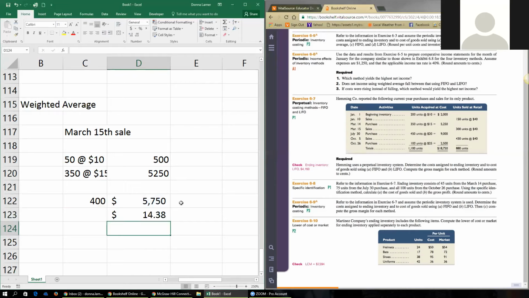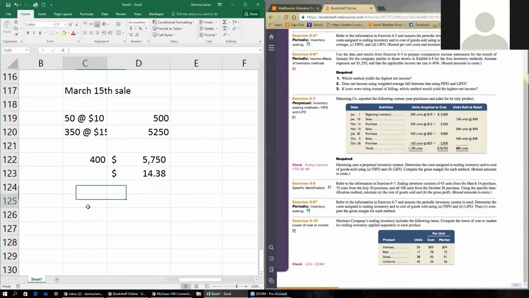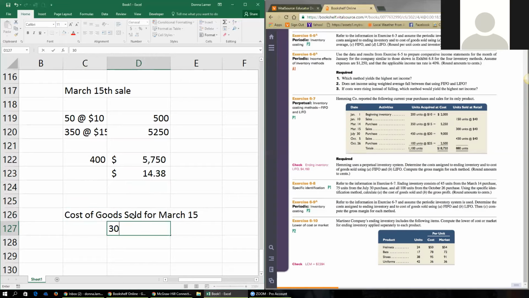It's in the middle between the lowest and the highest, the 10 and the 15, but it's much closer to 15 because we have so many more products at $15 than we do at $10. Gotcha. So we call this the average price. So when we say the cost of goods sold for the March 15th sale, we would say we sold 300 products at a cost of $14.38.